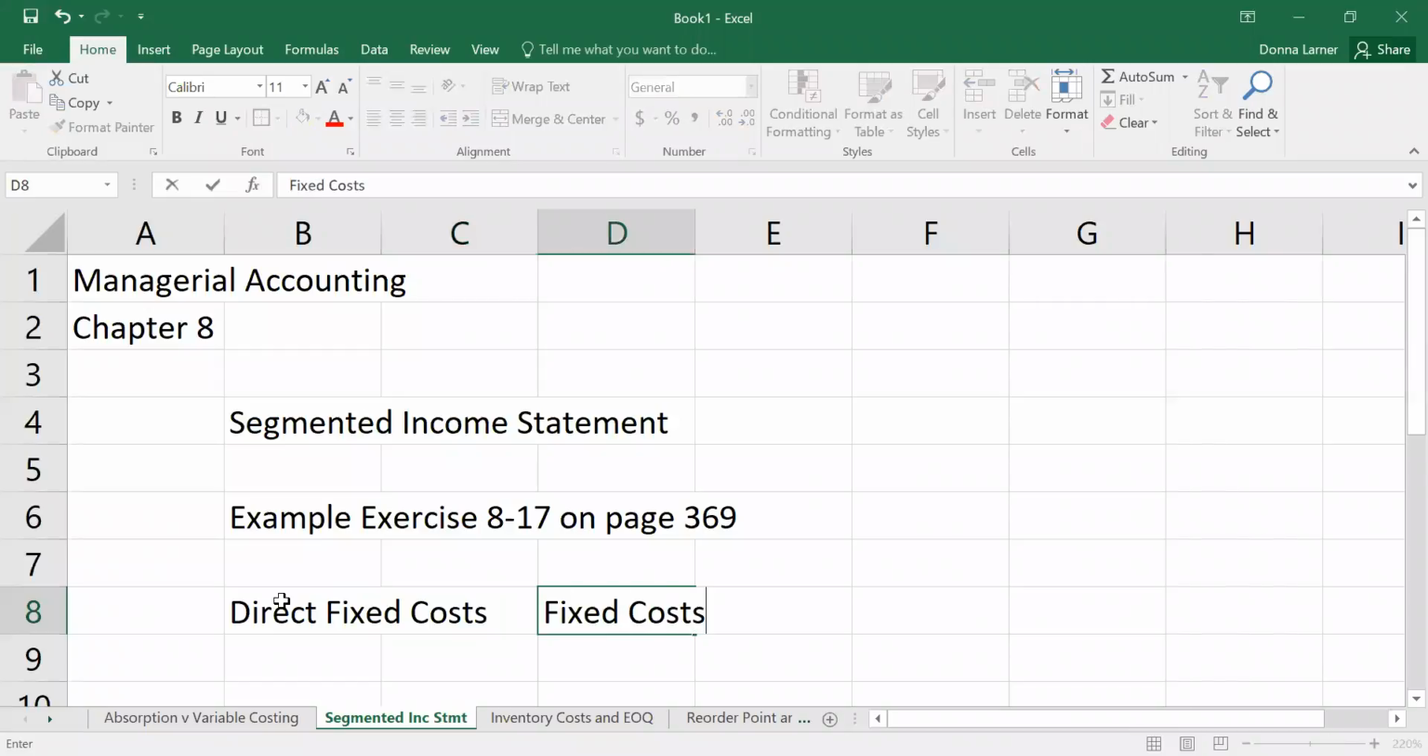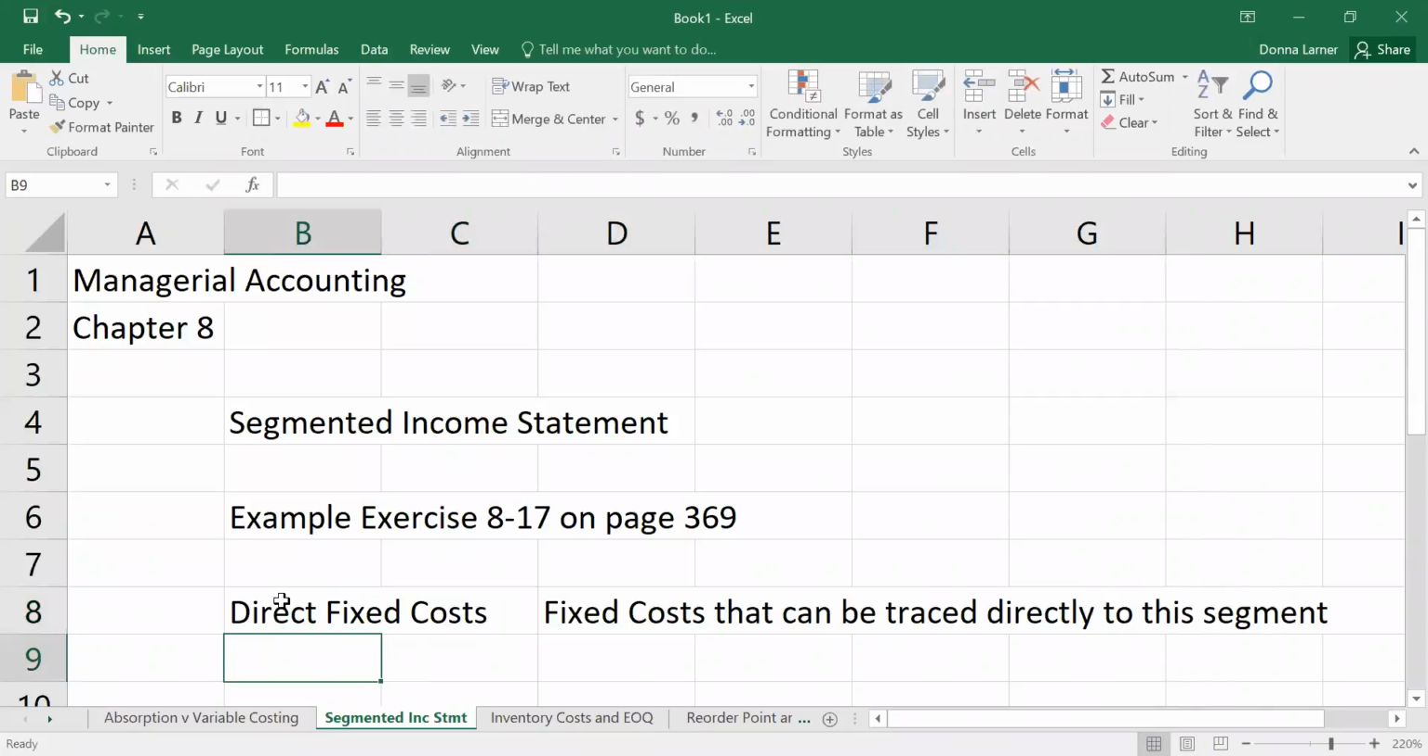They're fixed costs that can be traced directly to this segment. In other words, they relate to the work being done. If the two types of products are kept in different greenhouses and we know the depreciation for the greenhouses separately, then we'd know the poinsettia depreciation and the fruit tree depreciation as two separate items. We can separate them. We can directly trace them.